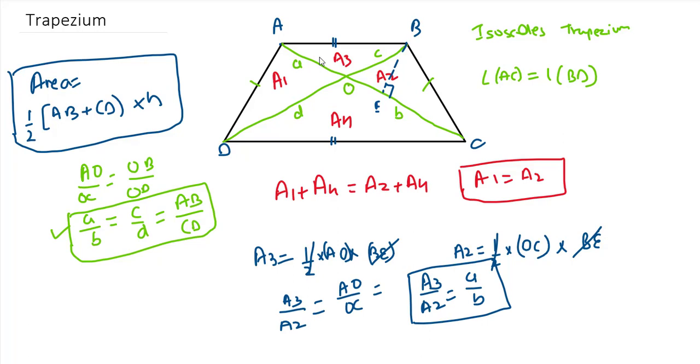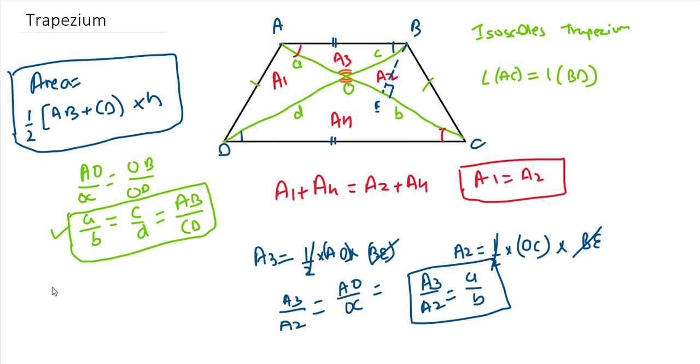Now if you consider the triangle AOB, which is A3, and triangle DOC, whose area is A4. In this triangle you will observe these are the two parallel lines and we are forming a Z. So this angle will be equal to this angle. Then similarly, this angle will be equal to this angle. In addition to that, these are the two vertically opposite angles, AOB and DOC. So these two angles will also be equal.